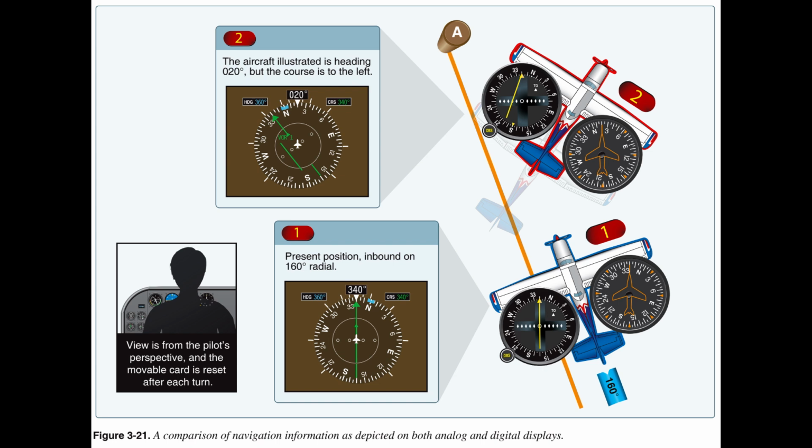Navigation instruments are comprised of indicators that display GPS, very high frequency (VHF) omnidirectional radio range (VOR), non-directional beacon (NDB), and instrument landing system (ILS) information. The instruments indicate the position of the aircraft relative to a selected navigation facility or fix.